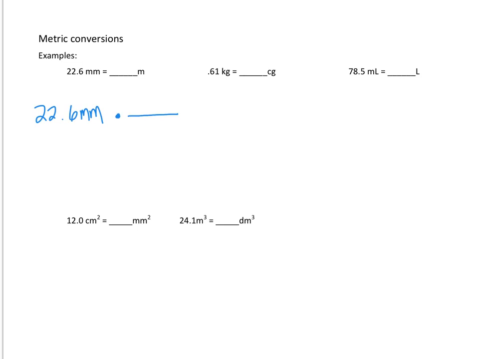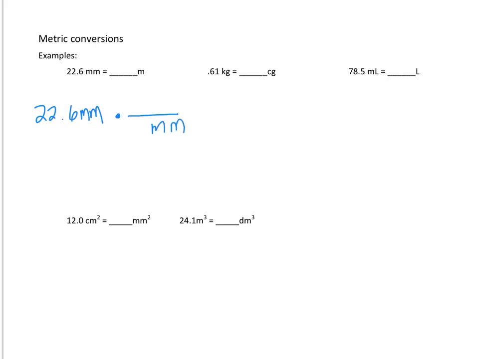So again, the conversion factor is a ratio or a fraction where the top and the bottom are equal to each other. So you start with the units. You don't put numbers yet. On the bottom of the conversion factor, you always want to put the units that you are given. So here I'm given millimeters, so I'm going to put millimeters on the bottom.